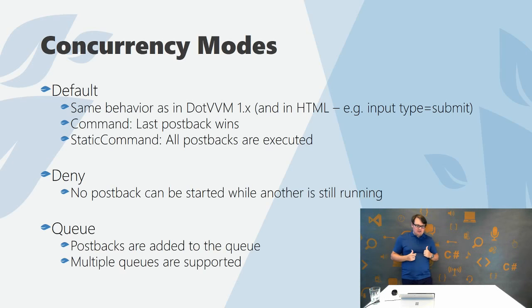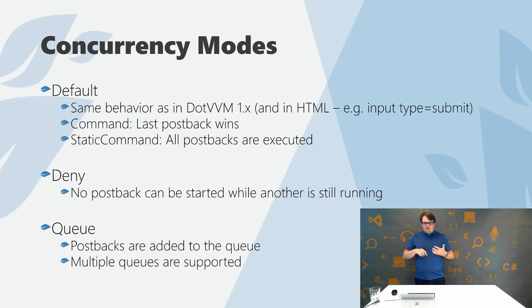It's called deny. So if a postback is running, this button won't fire another postback. It will wait until this postback finishes. And the last mode is queue. It's good for low priority events, for example, some timers refreshing every 10 seconds.